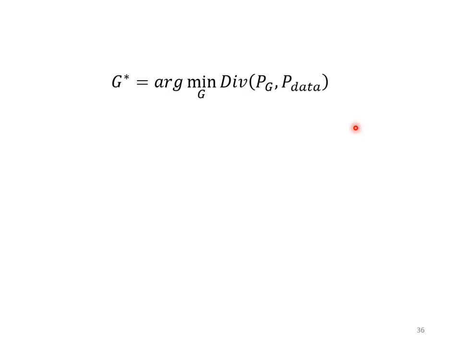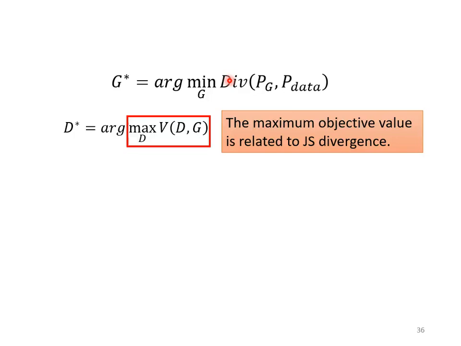Back to the beginning. Our original goal is to find a generator to minimize the divergence between PG and P data. But we are stuck and don't know how to calculate divergence. Now, we know that we only need to train a discriminator. After training it, the maximum value of this objective function is related to this divergence. Why don't we replace the divergence with the item in the red box? So we have such an objective function.